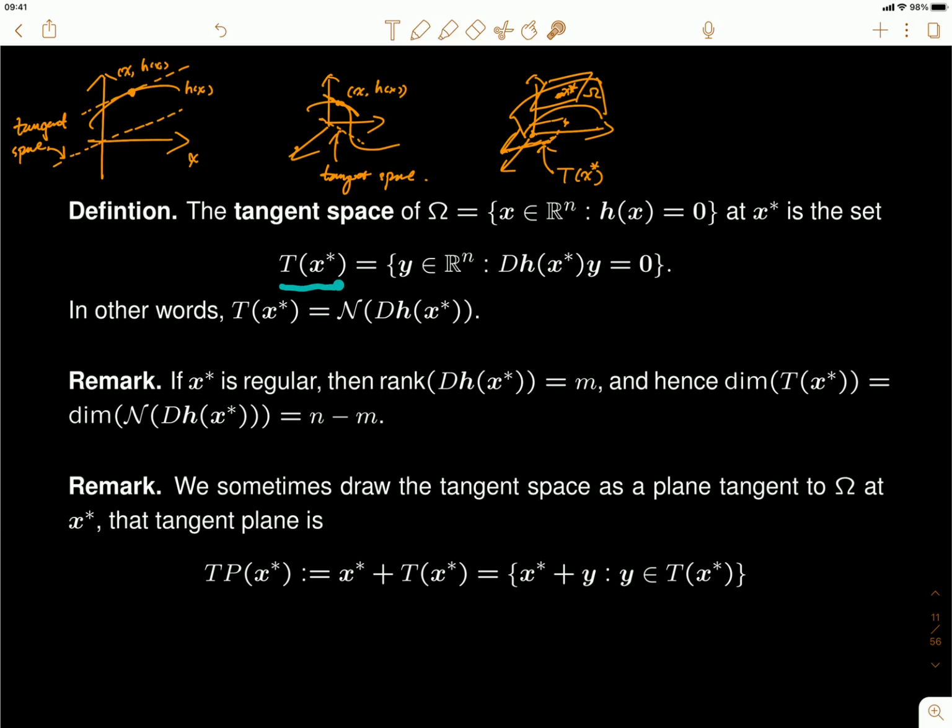Mathematically it is defined in this way. The tangent space at point x star is equal to all the vectors y such that dh times y is equal to 0. So recall what dh is. dh is the Jacobian of h, right? The dh of x, where h is a mapping from Rn to Rm. Then dh is a matrix, a Jacobian matrix of size m by n. So it has m rows and n columns.